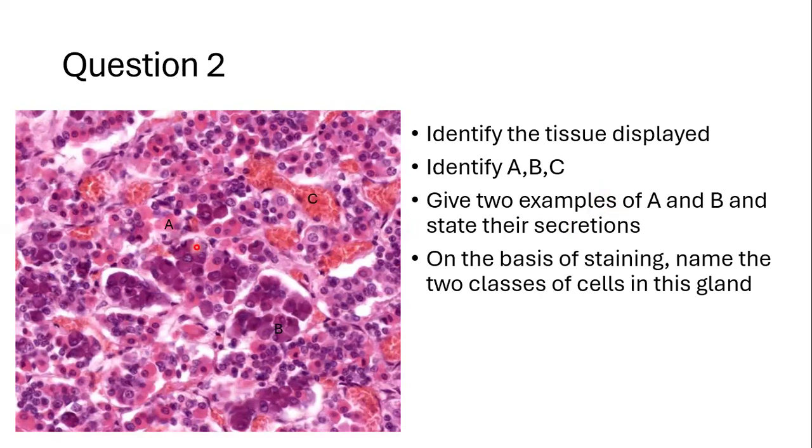Now regarding A, name two cell types which constitute A. Which cells of the adenohypophysis are acidophilic? I'm waiting for your response. Mammotrophs, good. What is the other name of mammotrophs? Lactotrophs, good. So mammotrophs or lactotrophs, and the other ones are somatotrophs, good.